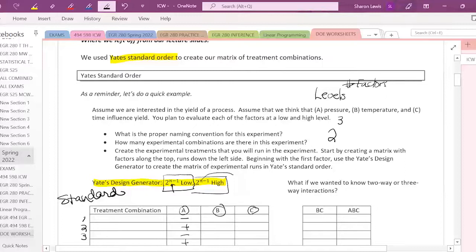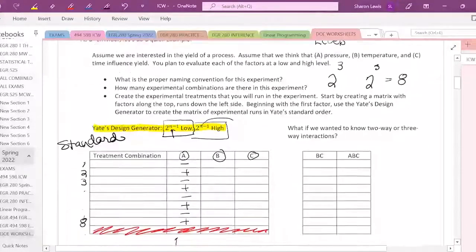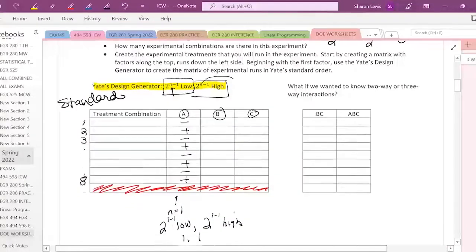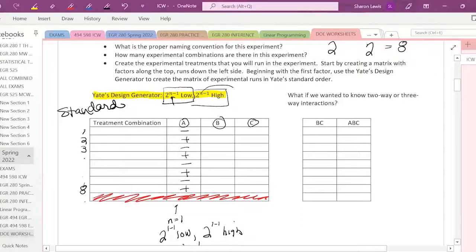So a low and a high. That means we've got 2 levels, 1 low, 1 high, and we were considering 3 factors, A, B, and C. So that means there's 8 different combinations of those factors. So we've got 8 rows. All right, so now let's do assign for B.